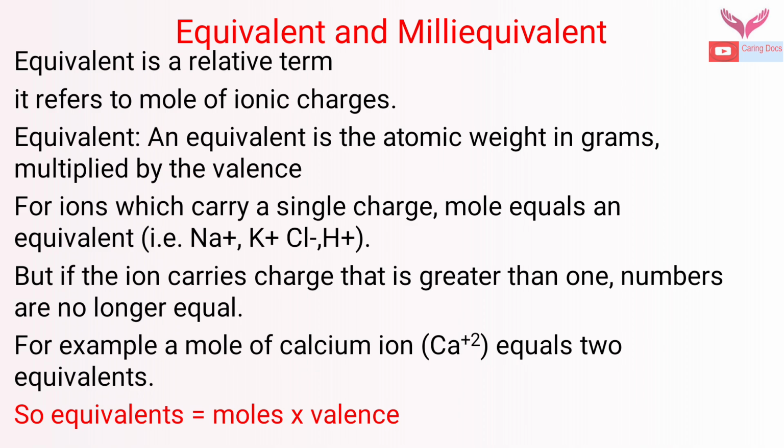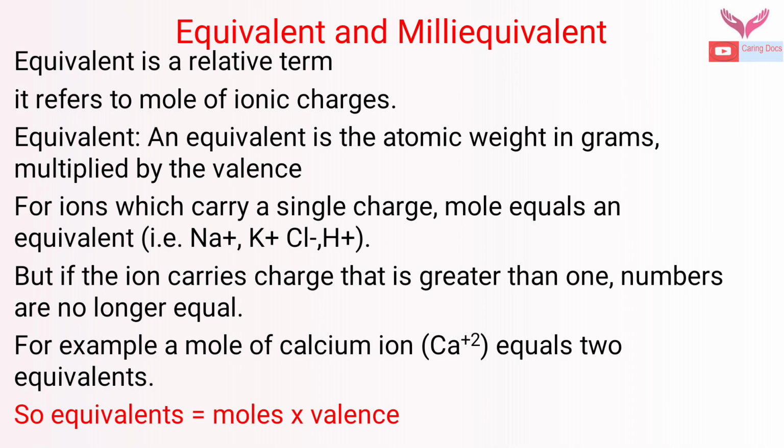They can be written as millimoles per liter or milliequivalent per liter because their valency, sorry, their charge is only one. So if we multiply the moles with the valency, we will get it as equal to equivalents. But if the ion carries charges greater than 1, then the mole will not be equal to equivalent. Here, just remember the formula as equivalent is equal to moles into valency.